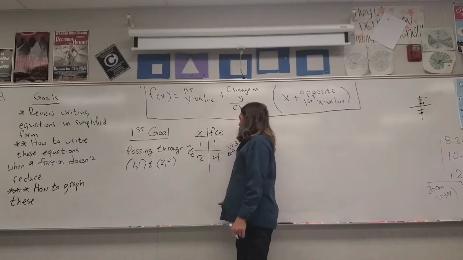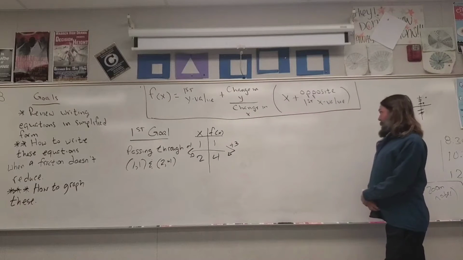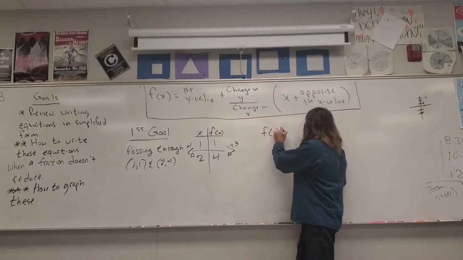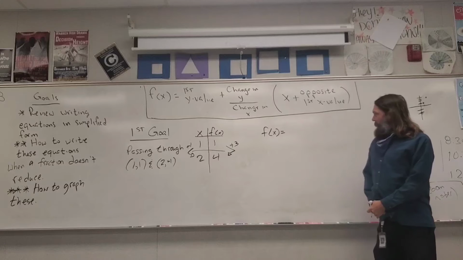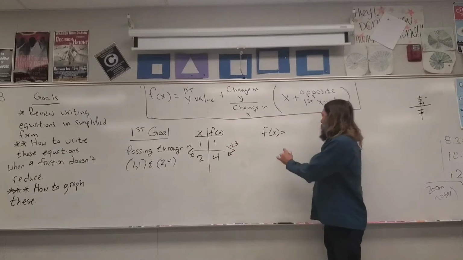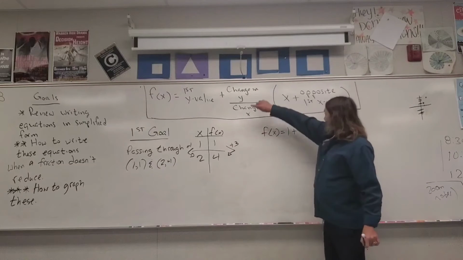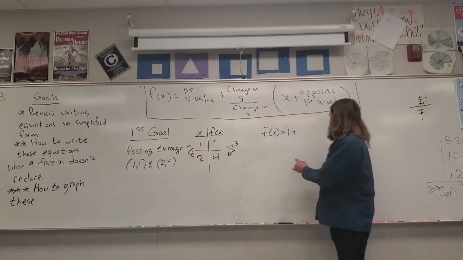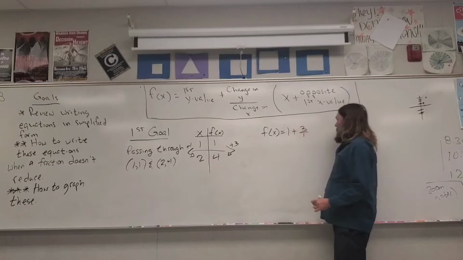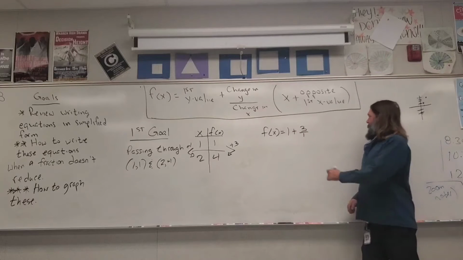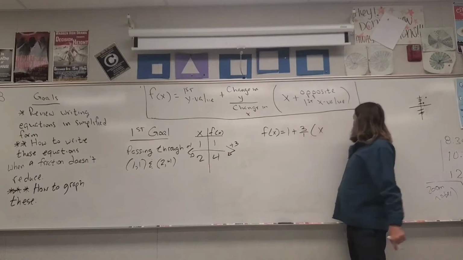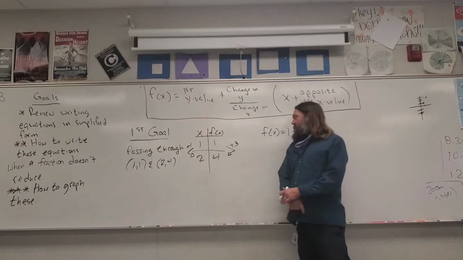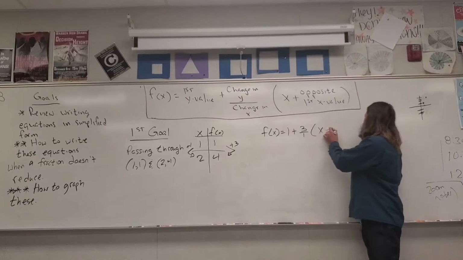All right, and so now I can plug into my formula. F of x equals my first y value, which is 1, plus my change in y, which is 3, divided by my change in x, which is 1. So this is 3 over 1. And now I have my parentheses. This is always x, and I'm going to use opposite my first x value. My first x value is 1, so I need to use minus 1.